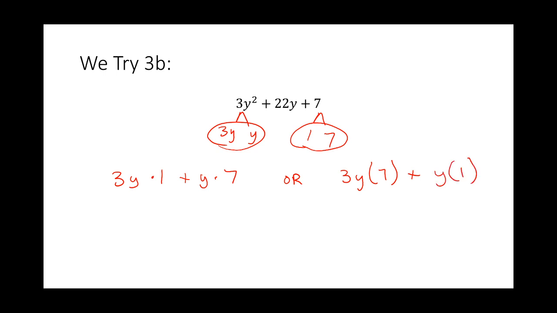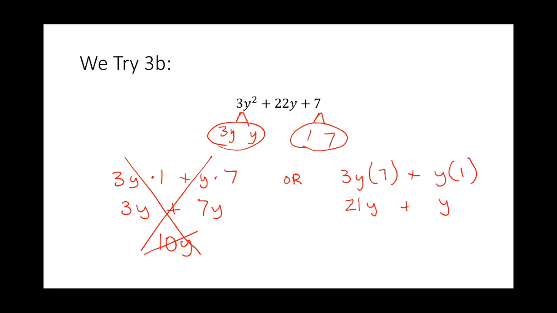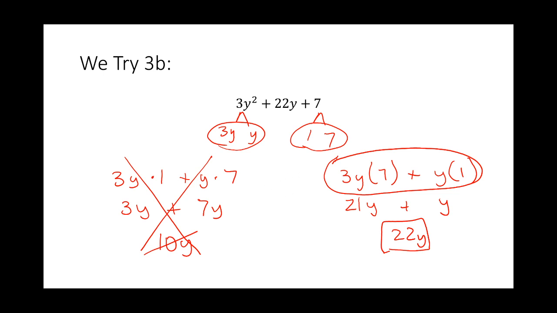I want to see which one I want to do. So the 3y times 1 is 3y. The y times 7 is 7y. 3y plus 7y is 10y, which is not 22y, so I'm not going to end up using this one. 3y times 7 is 21y. Y times 1 is y. 21y plus y is 22y, which is what I want, which means that I want to make sure that I use this. Now, how am I going to use that? Well, in order for them to get multiplied in the FOIL method, they have to go in opposite parentheses.